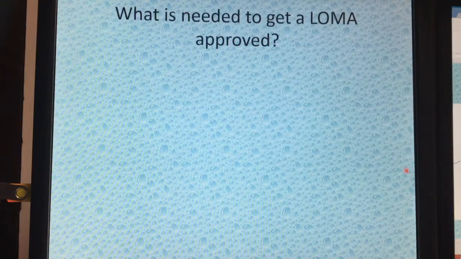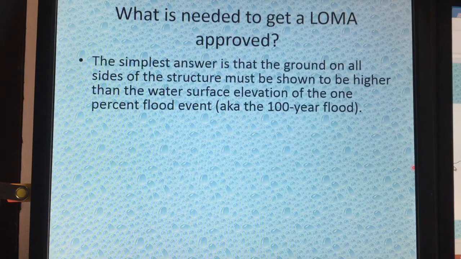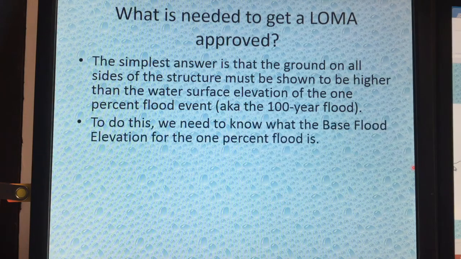So, what do you need in order to get a letter of map amendment approved? Generally speaking, we need to know that the ground around the structure is higher than the water surface elevation of the 1% flood or the 100-year flood event. Now, to do this, we need to know what the base flood elevation of the 1% flood is. How do you know what the 1% elevation is?